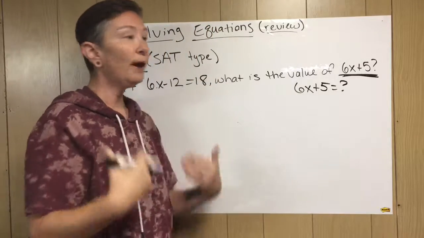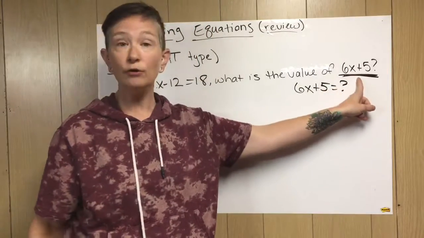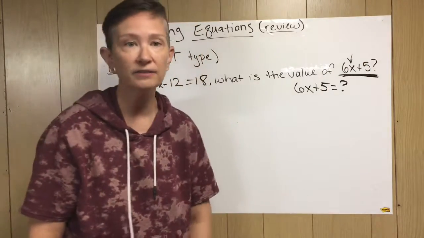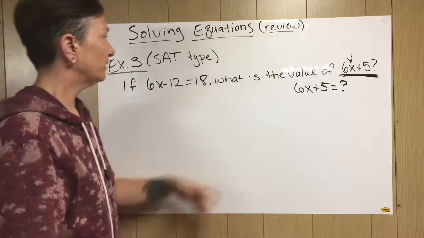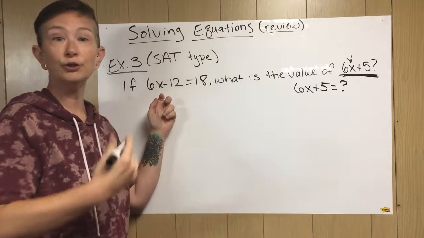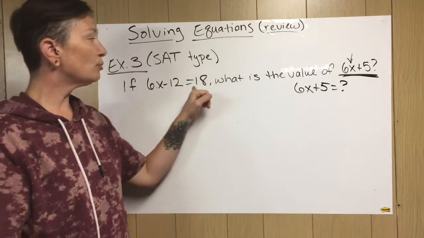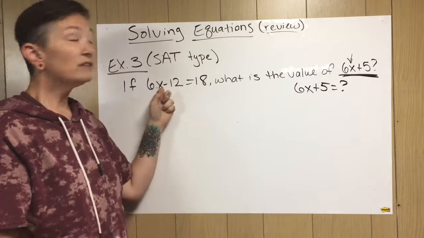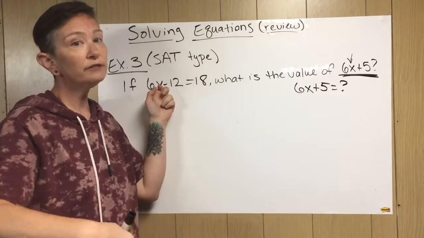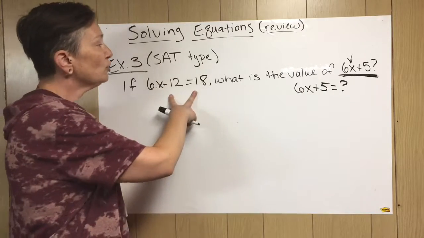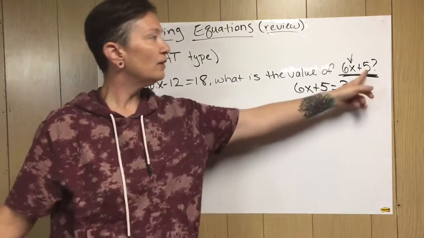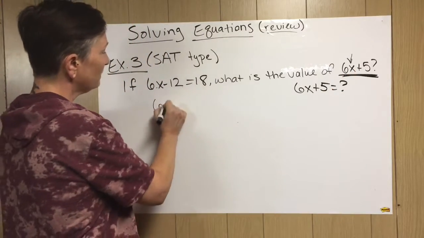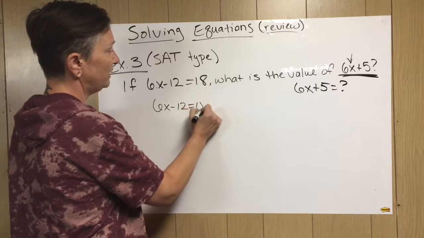Now we kind of have to work backwards. In order to calculate the value of this, what we need to know is the value of x. How do we get the value of x? Well, look at what's given to you in the problem. 6x minus 12 equals 18. So based on our vocabulary words, we solve this thing for x, and that should give us a solution to this equation. Then we can plug that x in over here and get a value. So let's proceed. 6x minus 12 equals 18.